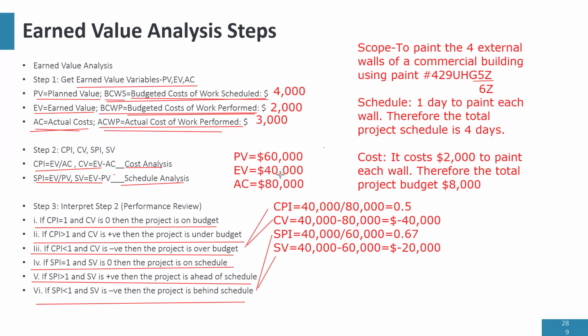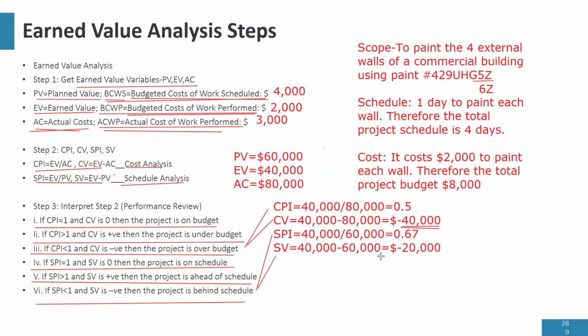So, one last thing. If you notice, CV is cost variance. CV is actually talking about money. And what is cost variance? Cost variance is telling us that we've gone over budget by $40,000. That's what CV is telling us. We've gone over budget by 40,000. How do I know? Budgeted cost of work performed is 40,000. Actual cost of work performed is 80,000. So we went over budget by another 40,000.